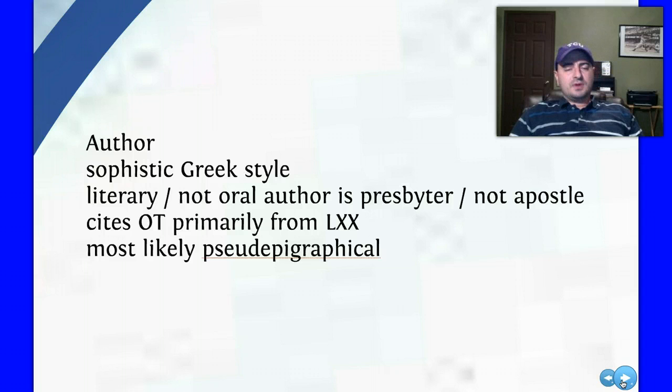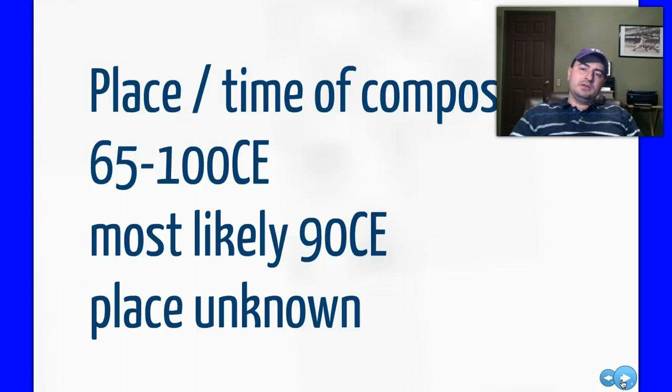Most likely, this document is pseudepigraphal. Pseudo means false, and graphos means writing. It's a falsely attributed writing to Peter. Okay, the place and time of composition is unknown. You can see there's a pretty big 35-year gap between 65 and 100 CE, but most scholars think that it was written around 90 CE because of the church structure, and we don't know where it came from.